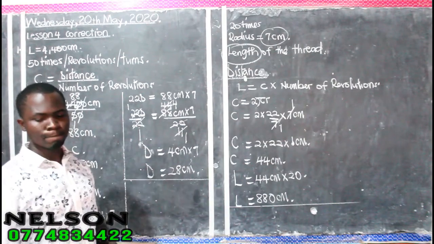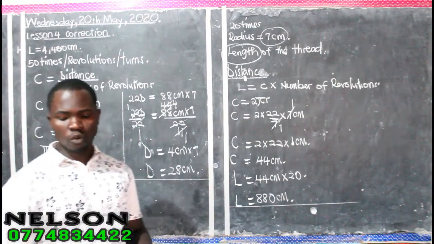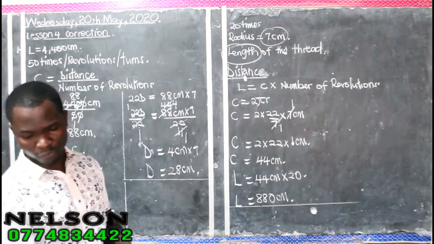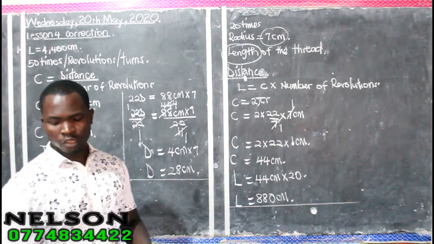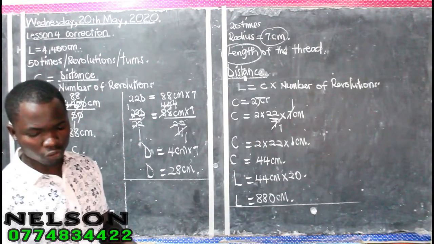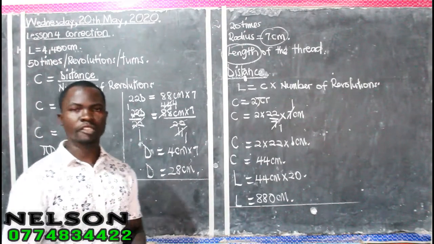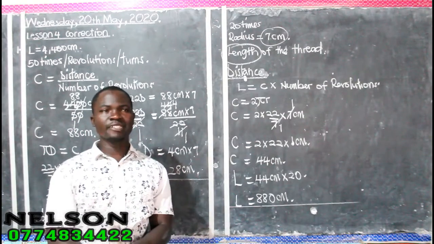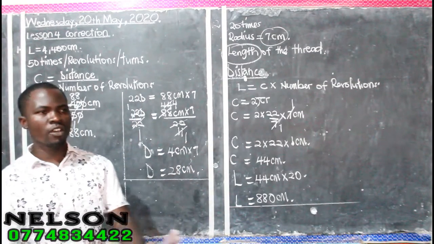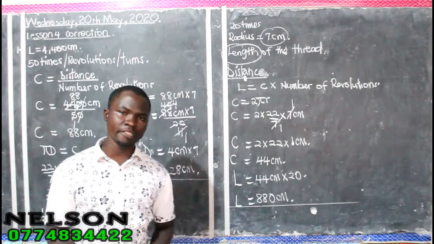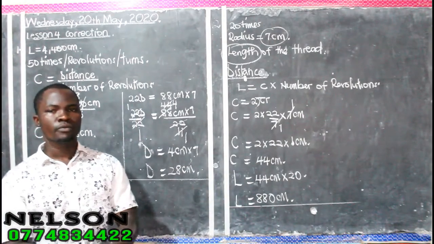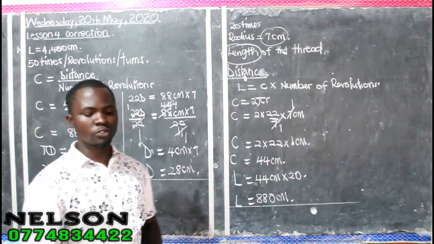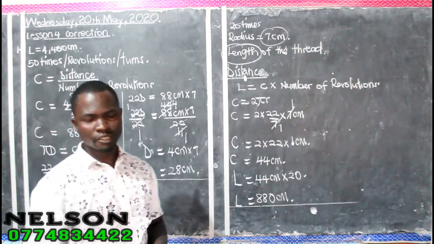So today, we are going to move to another lesson, lesson 5. In our lesson 5, we are going to look at the area of a circle. In P6, we looked at the area of a circle and different sectors of the circle, and today we are going to build on what we looked at in primary 6.